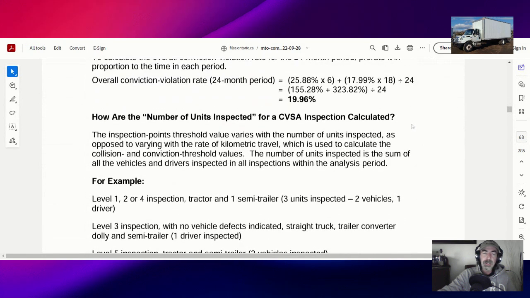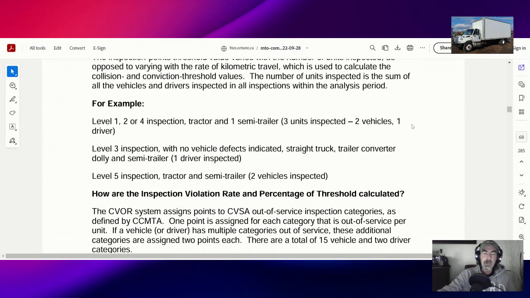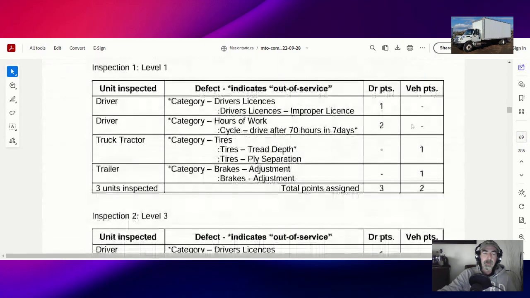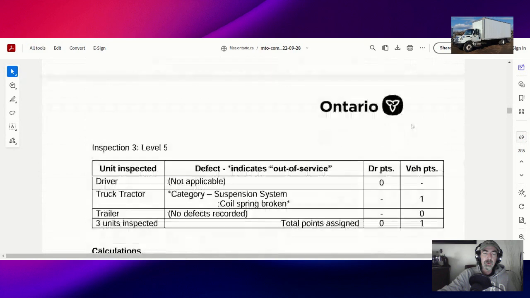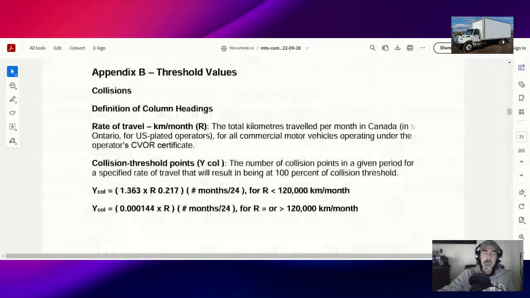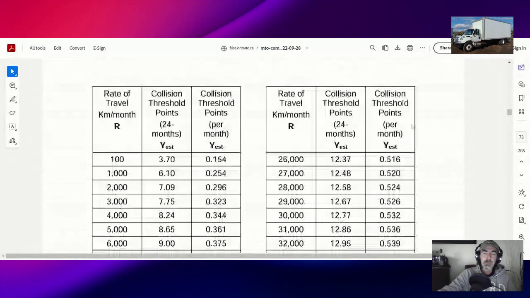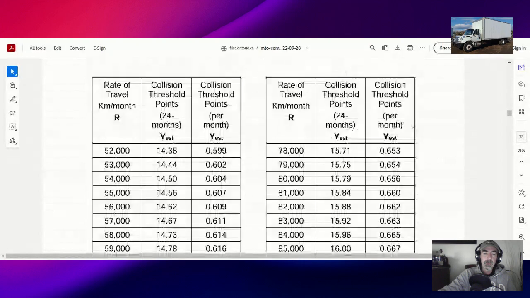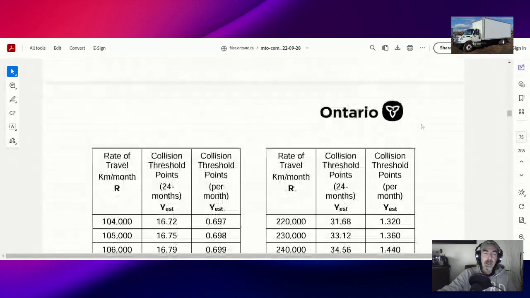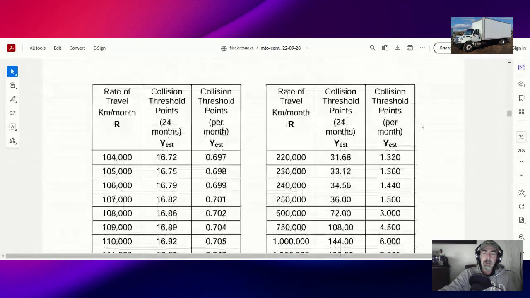And then I'm sure it's a very similar formula. How are the number of units inspected for CVSA inspection calculated? And we will get to scroll through the Appendix B as well, seeing all the rates of travel and different collision threshold points.